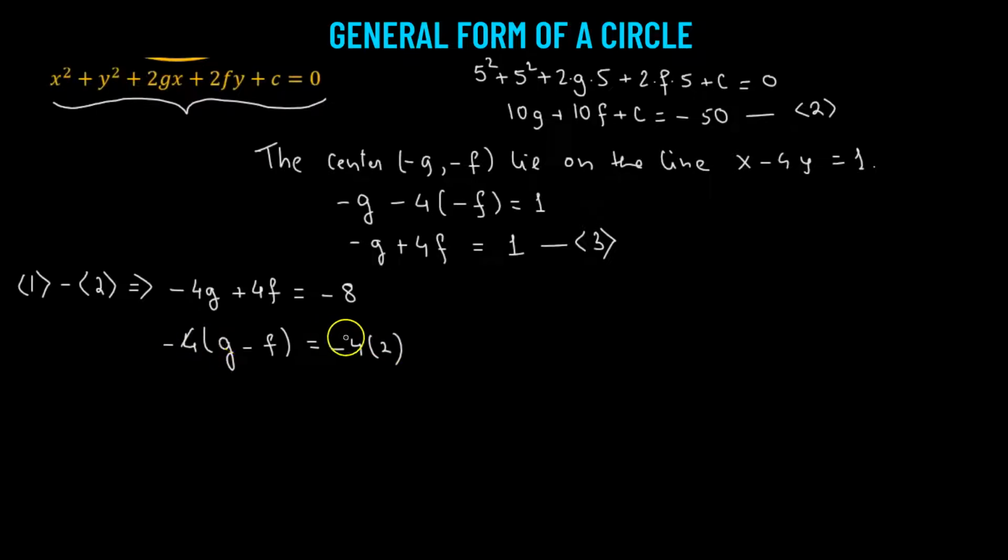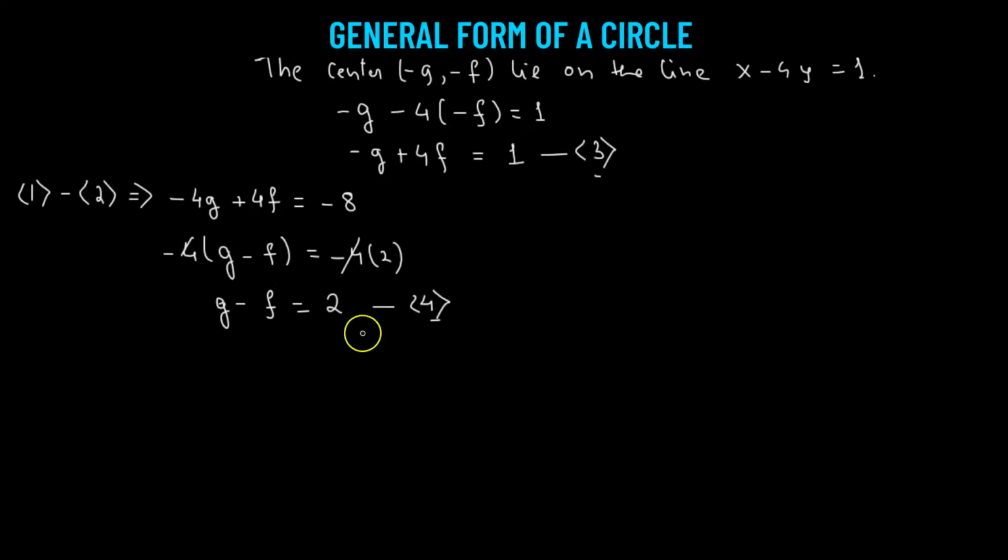We can factor out negative 4 from both sides, and this gives us the equation g minus f equals positive 2. Let this be equation number 4. Now we have equation 3 and equation 4 that consist of only 2 parameters, g and f. We can easily find the values. So let's take equation number 3 and add it to equation number 4.